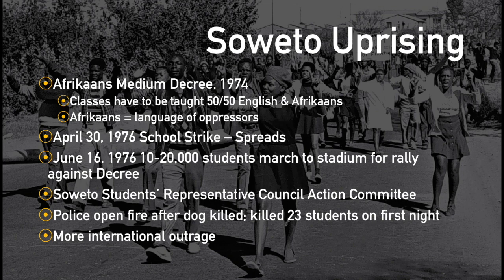The resentment grew until April 30th, 1976, when children at Orlando West Junior School in Soweto went on strike, refusing to go to school. The rebellion then spread to many other schools in Soweto. On the morning of June 16, 1976, between 10,000 and 20,000 black students walked from their schools to Orlando Stadium for a rally to protest against having to learn through Afrikaans.